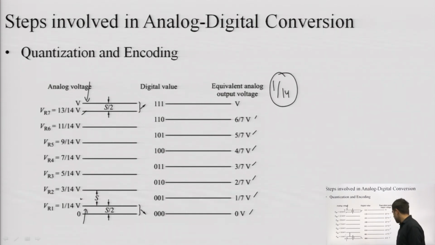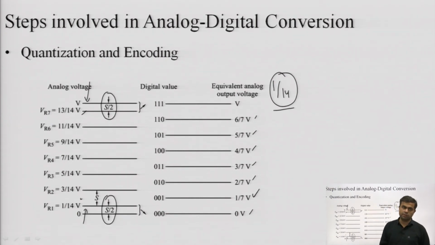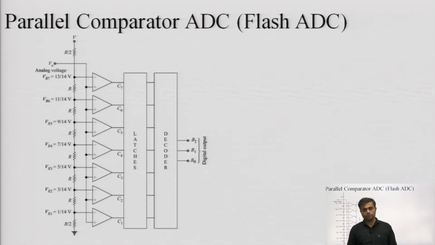So here we can see that this is 1 by 7 and this is 1 by 14. So 1 by 7 minus 1 by 14 will be equal to 1 by 14. So the maximum error is 1 by 14. That's why we are saying that by applying half of the LSB on the first and the last level, we can reduce the quantization error by half. So this is one way by which we can reduce the quantization errors. Okay. So now let's proceed to the main circuit, which is a parallel comparator, or we can name it the flash type A to D converter. Okay. So for this flash type A to D converter, this is the arrangement.